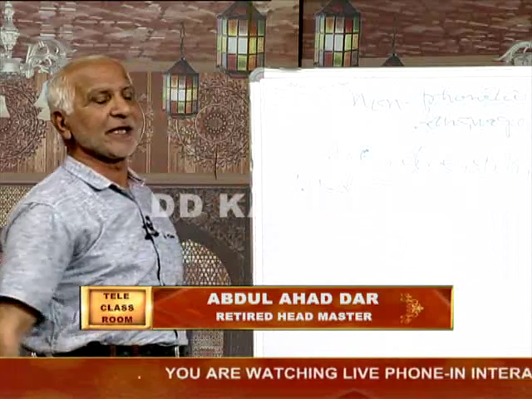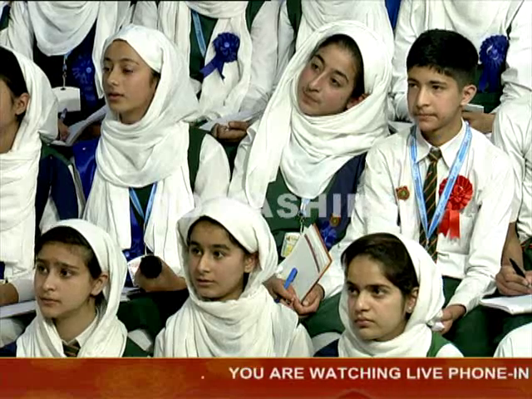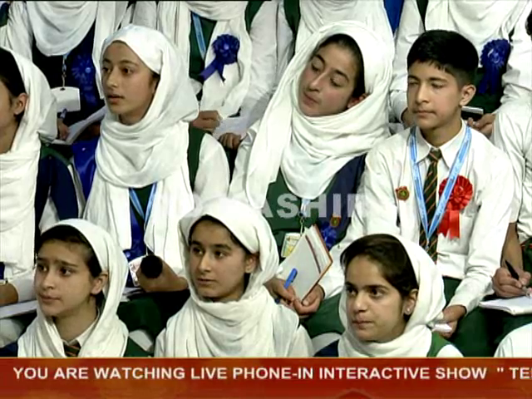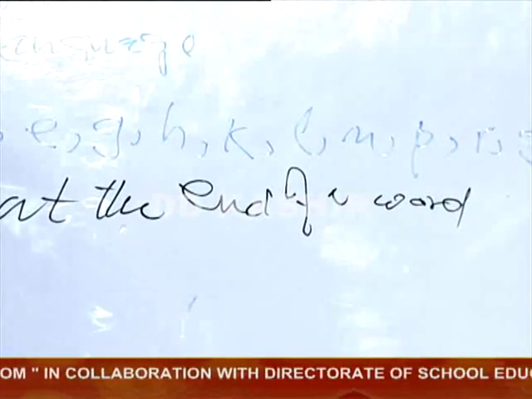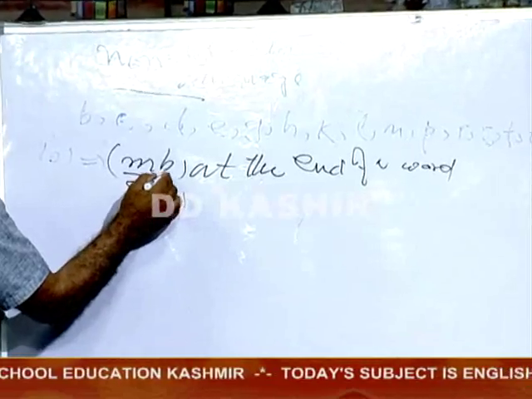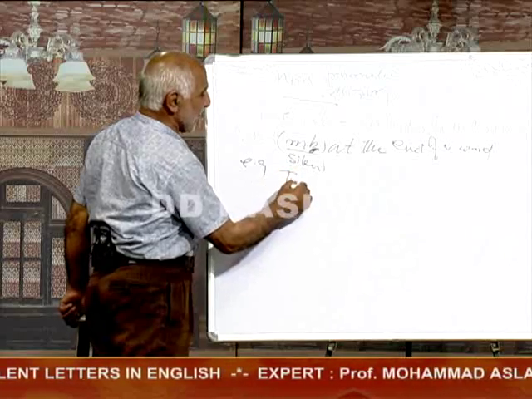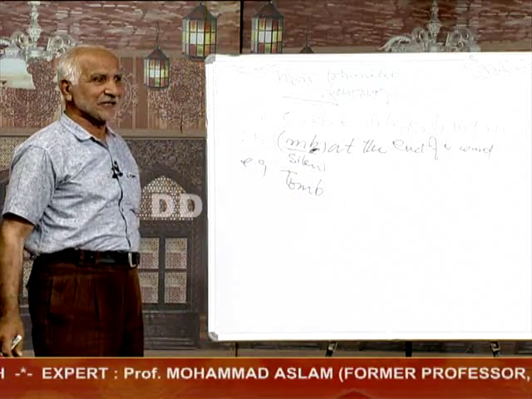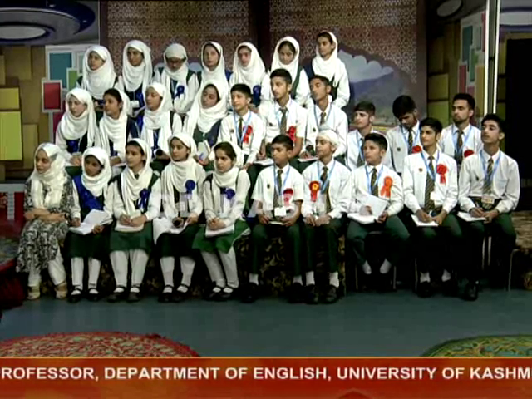Now this letter B generally occurs in the combination MB. Very good. At the end of a word. And then it is silent. This B here is silent. Now, an example of these words is T-O-M-B. Very good. Tomb. Not tom-b. Yes? Tomb. We don't pronounce the B here.